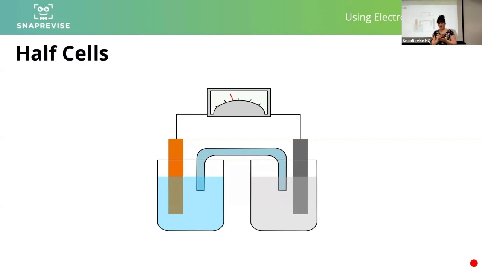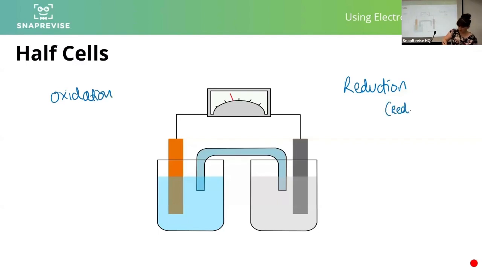We write reduction on the right when we're doing standard notation, when we're doing diagrams. Anyway, reduction on the right. So this right-hand side is reduction, or shows reduction. That is the reduction half cell. And so the left-hand side must be oxidation. Reduction on the right.